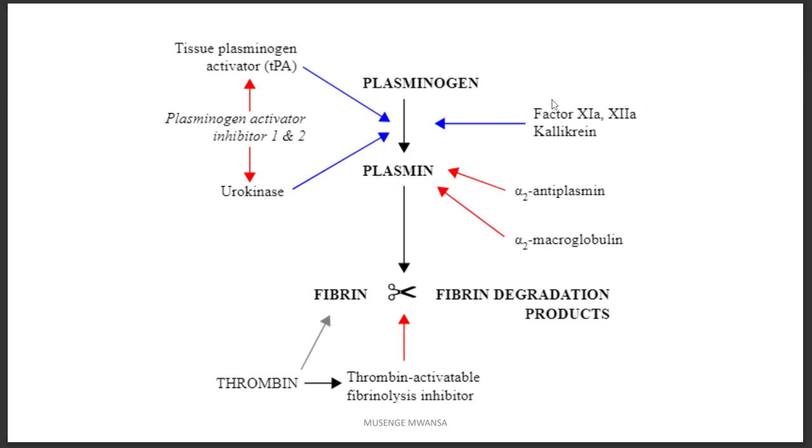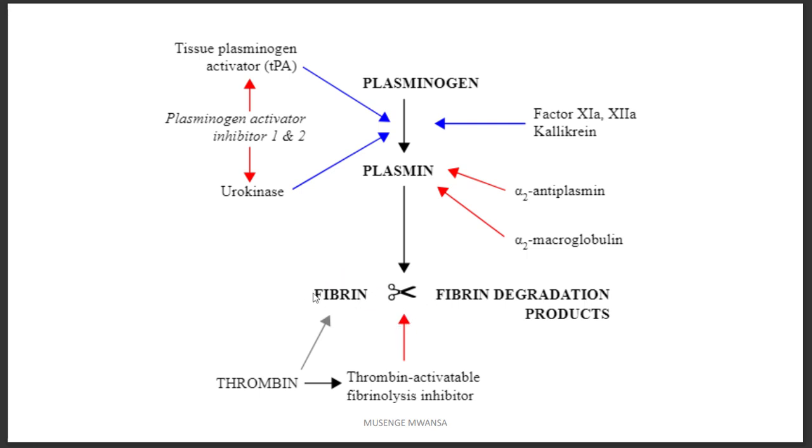Okay, and then you have got also factor 11A, 12A. These also are going to be able to activate. So this is factor 11A and 12A, kallikrein. These are able to activate plasminogen to plasmin, meaning that we are going to be able to break down that mesh. Now I've got the alpha 2 antiplasmin and alpha 2 macroglobulin. We already talked about these. These are going to prevent the activation of the plasmin. If we are not forming plasmin, we said this inhibits the inhibitor. If we don't form the plasmin, then what are we going to have? We are going to have a stable clot which is going to form.